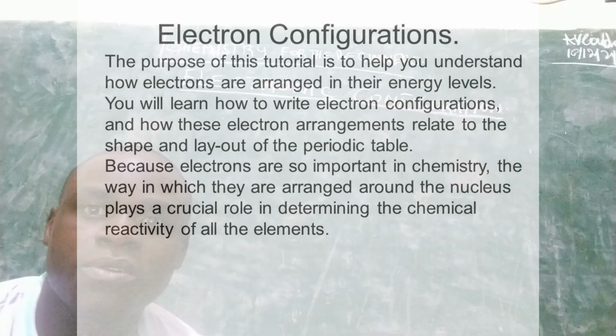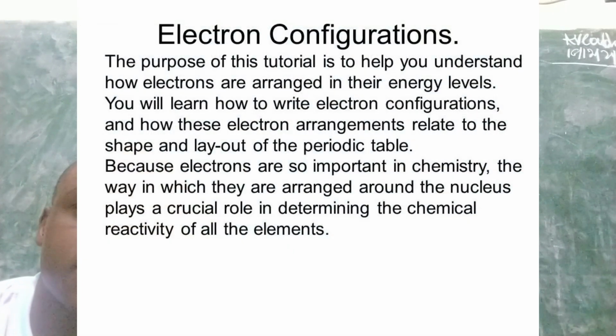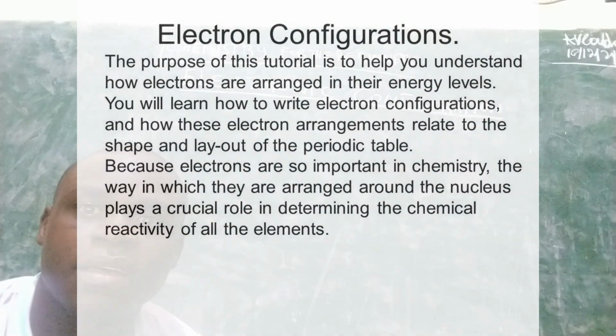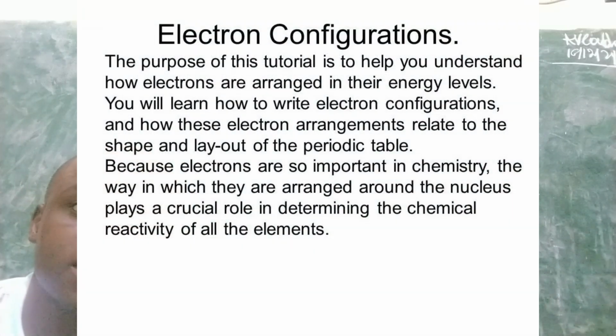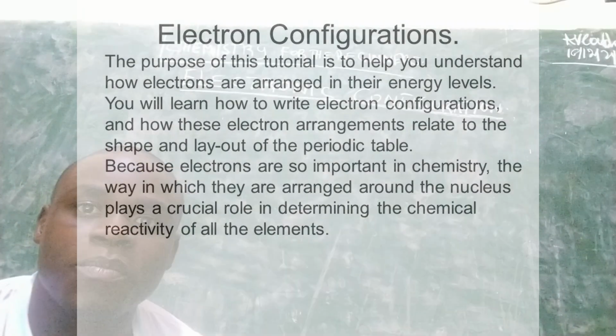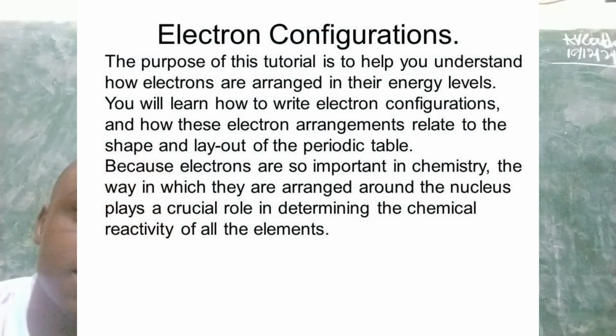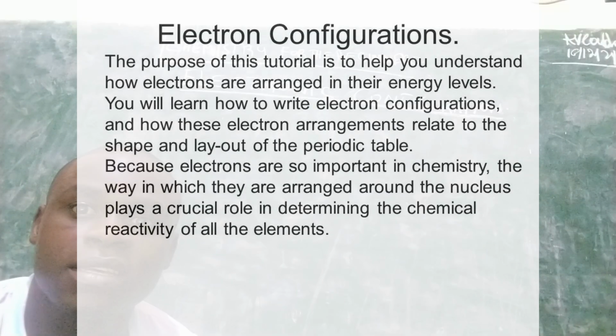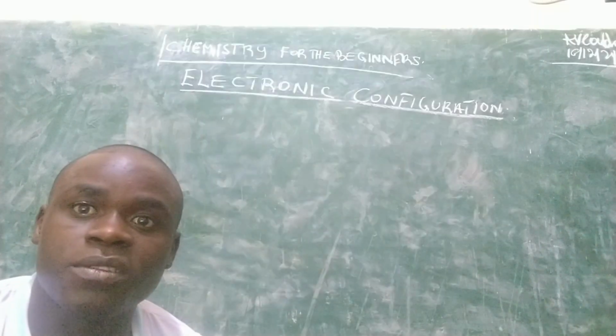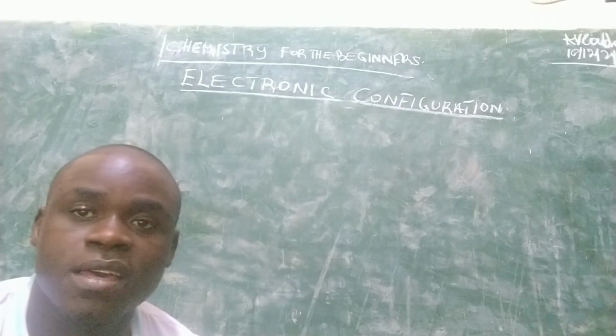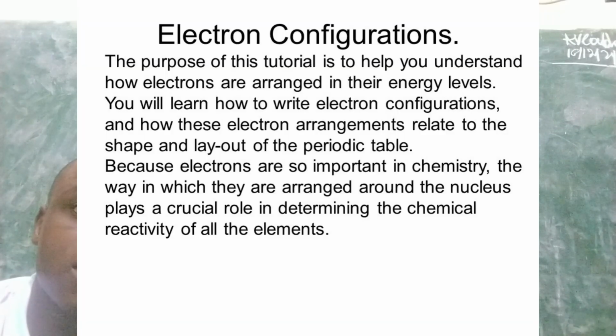So we know that an atom has three main particles: electrons, which are negatively charged, protons, which are positively charged, and the neutrons, which have no charge. They are zero charges. So neutrons and protons are in the nucleus.